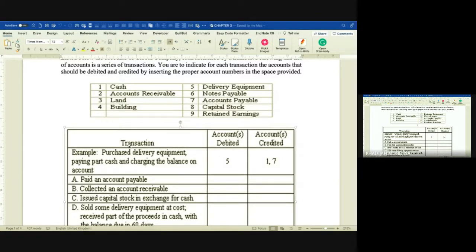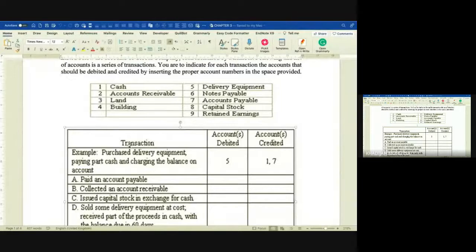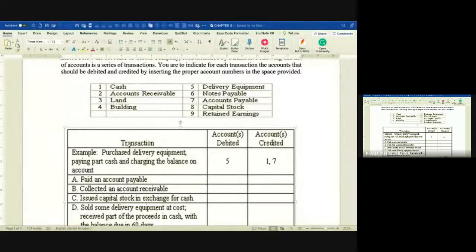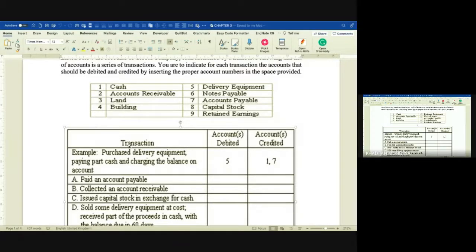When you receive cash, cash increases. But when you pay cash, cash decreases. So if cash decreases, debit or credit? Cash is an asset. In this case, the asset decreases. Debit or credit? It's a credit, because your cash decreases.